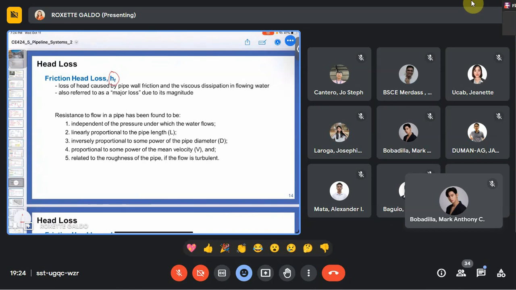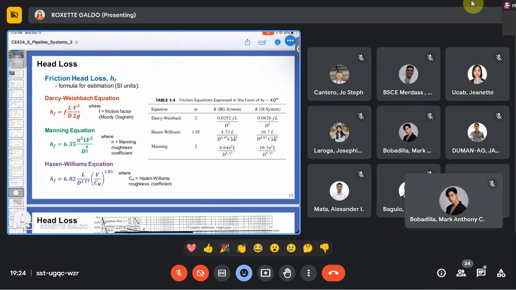And its equation comes in three forms. Either you can use the equation by Darcy-Weisbach, by Manning, or Hazen-Williams. But the most common one is this one. Head loss by Darcy-Weisbach is equal to F, which is the coefficient of friction, times L, where L is the length of the pipe, divided by D, the diameter of the pipe, times V squared, where V is the velocity of the water inside that portion of the pipe, over 2G. G is the gravitational acceleration. Or you can also use Manning and Hazen-Williams.